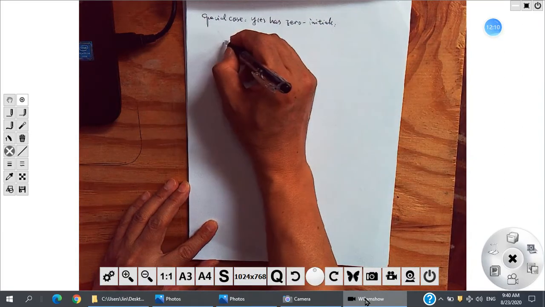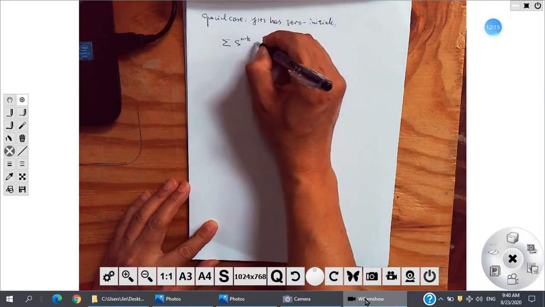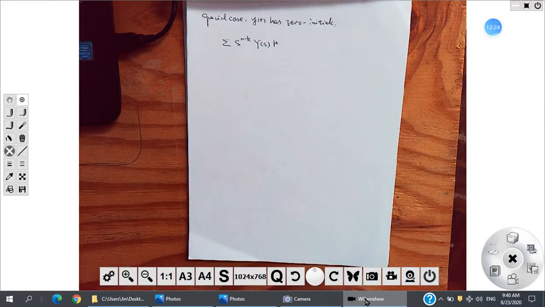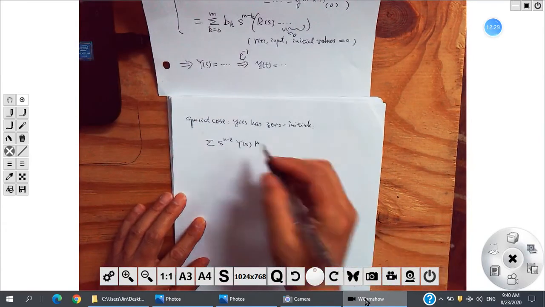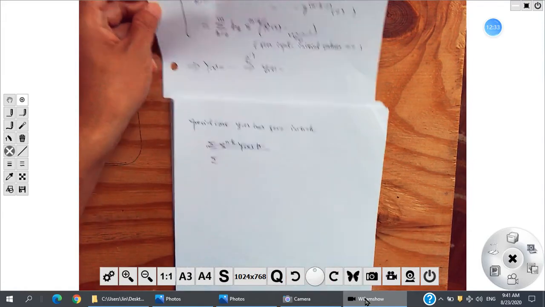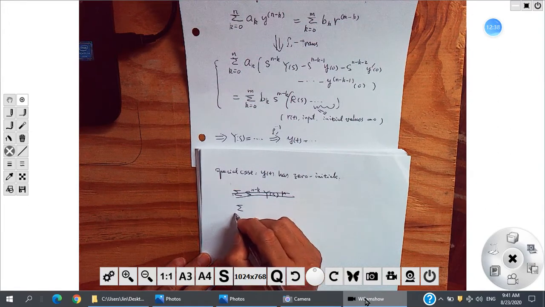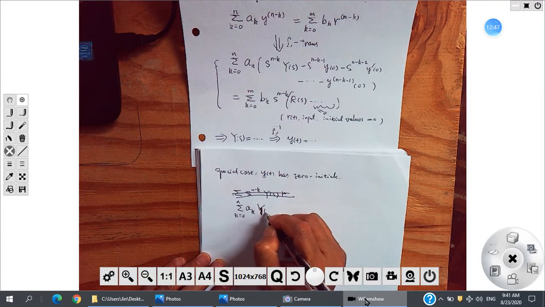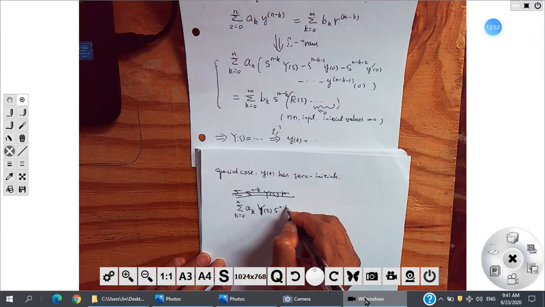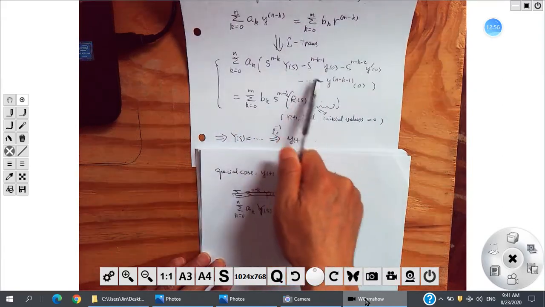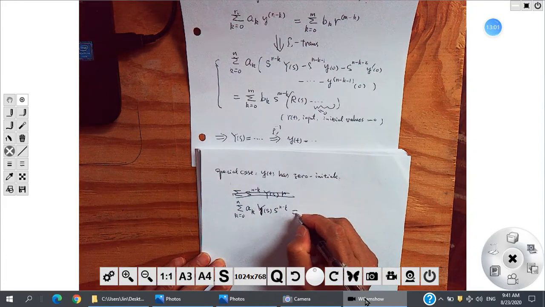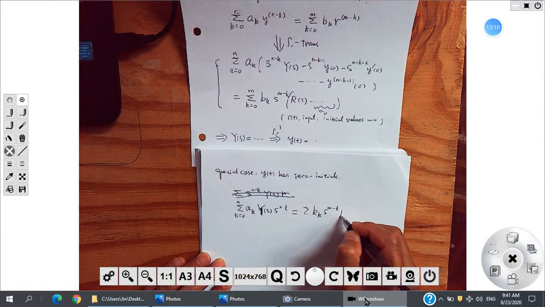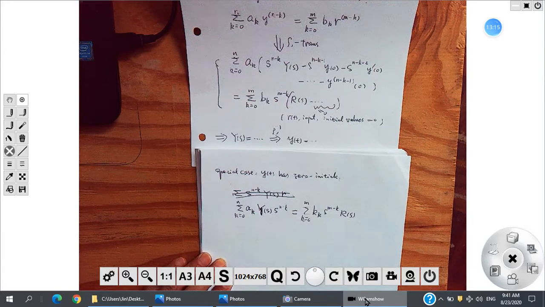Then we have the equation: the summation of the coefficients a_k times s to the n minus k times Y of s. Let me write it again. The summation of k running from 0 to n of a_k times capital Y of s times s to the n minus k. There are no values here, they are zeros. Then it equals the summation of b_k times s to the m minus k times R of s, with k running from 0 to m.